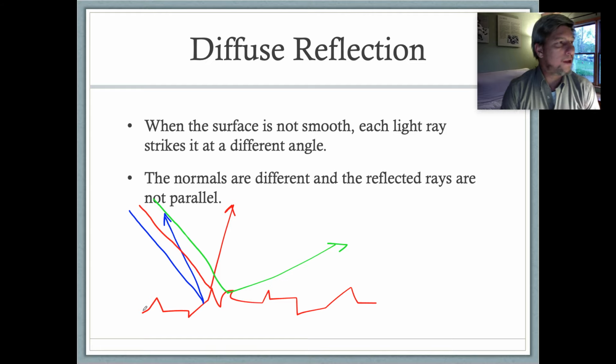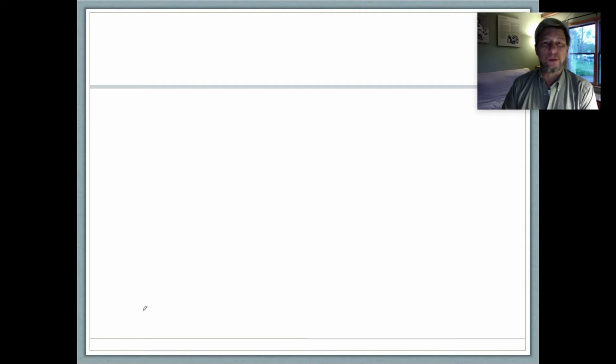This is why you can't stare at a wall and see your image, and you can't stare at your desk unless your desk is made of a mirror, and you can't stare at the comforter on your bed or your dog and see your image. Maybe in your dog's eyes, I suppose, because those are smooth. But for a rough surface, you're not going to see an image.